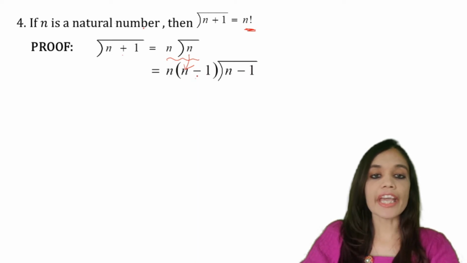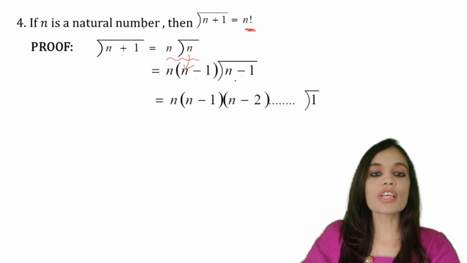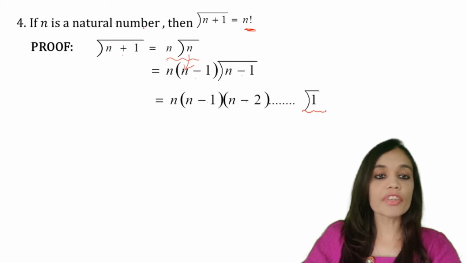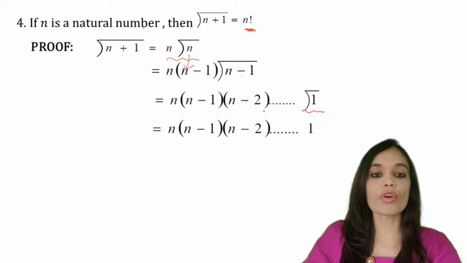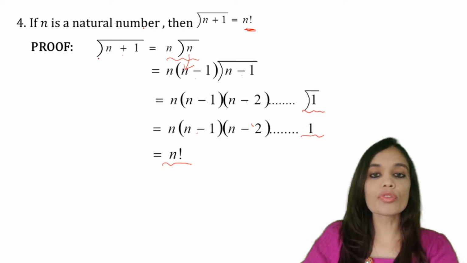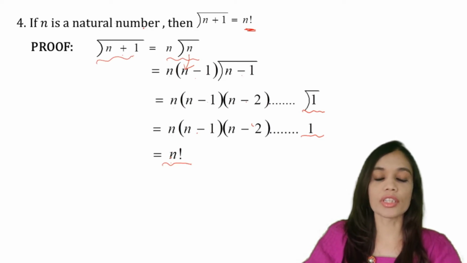On further reducing this, what will we get? n times n minus 1 gamma n minus 1. Again reduce gamma n minus 1 and so on. So you will get n into n minus 1 into n minus 2 up to gamma 1. But we know the value of gamma 1, that is 1, right? So finally n into n minus 1, n minus 2 up to 1 will be equal to n factorial. So we have proved that gamma n plus 1 is equal to n factorial.